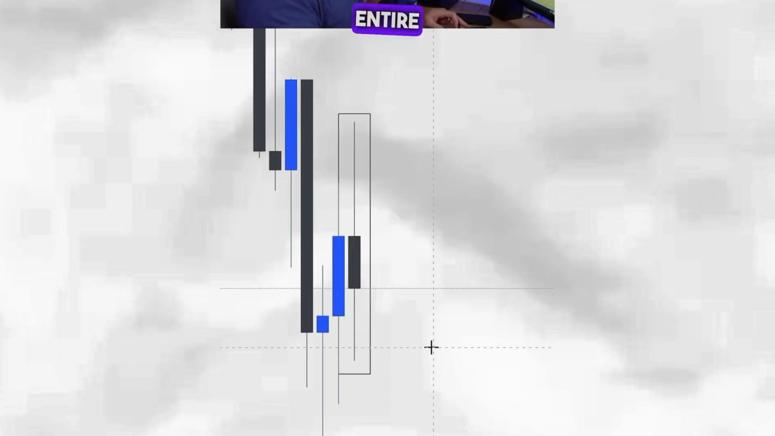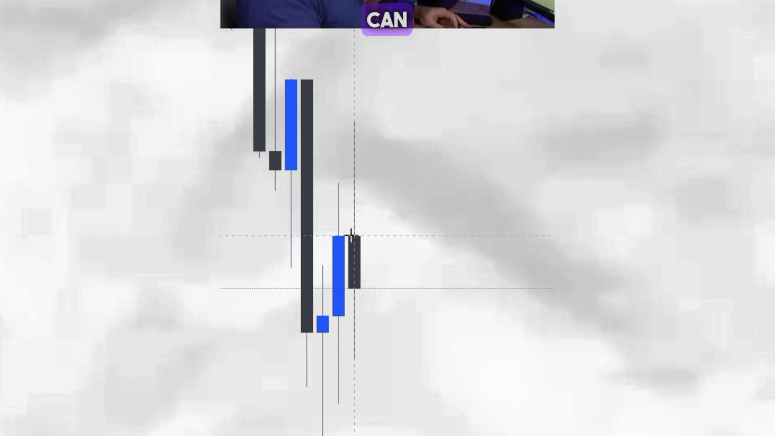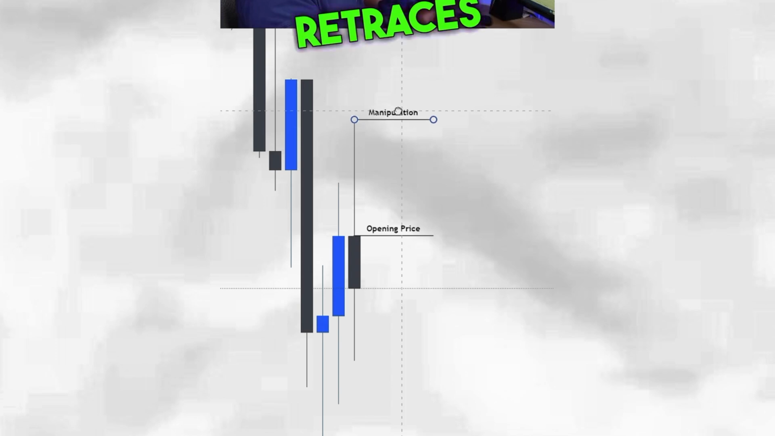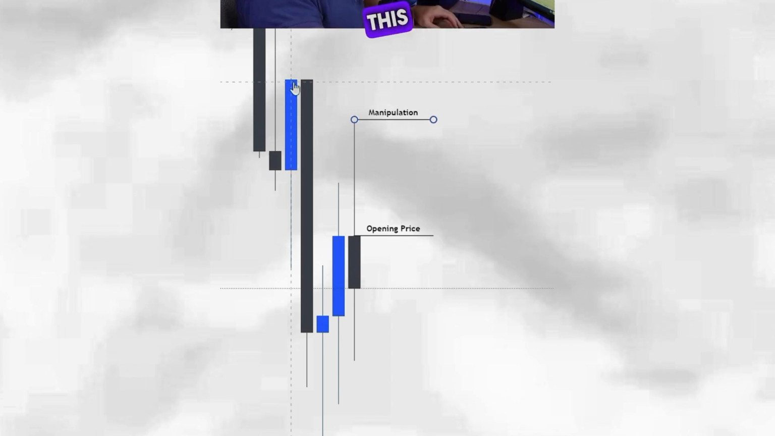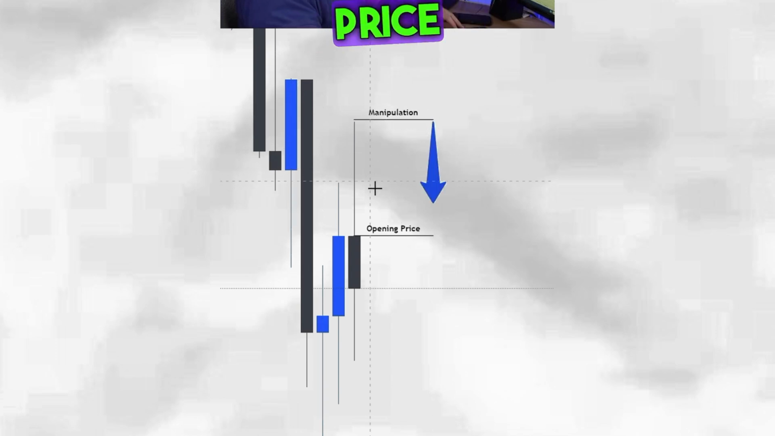This entire candle here represents a daily candle. As you can see, price opens right here. Price retraces all the way up into this order block here, and then price sells off, creating a bearish candle.